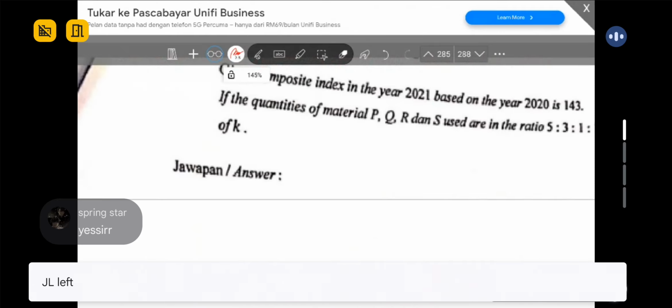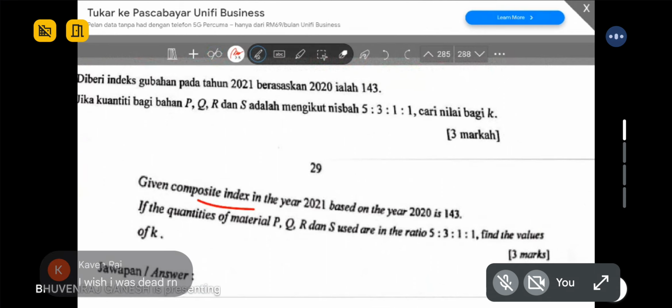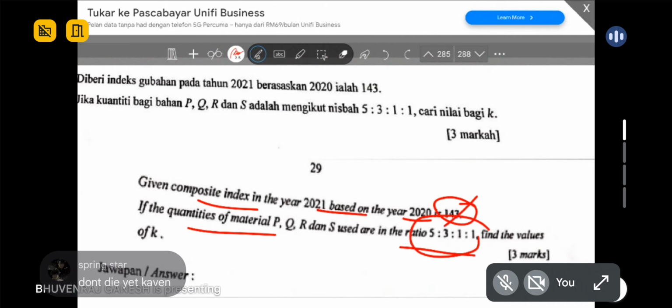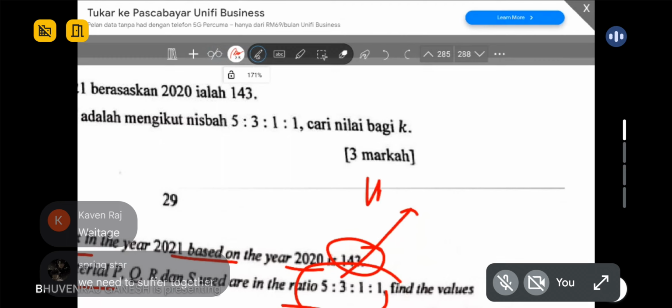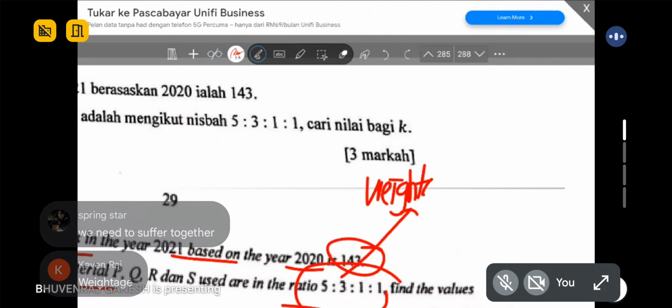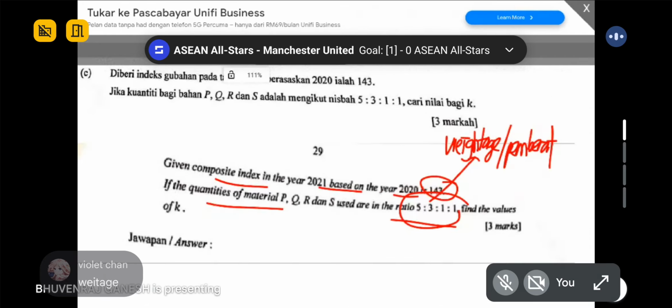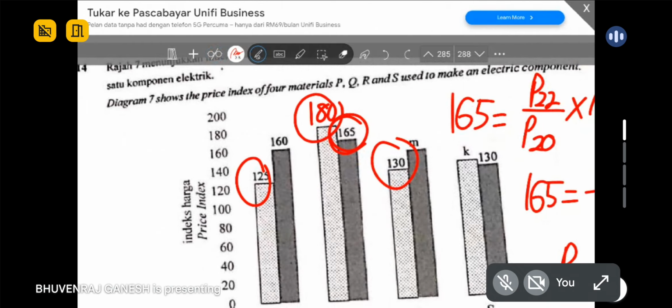Okay, last one. For part C, very simple this one. They tell you the composite index 2021 on 2020 is 143. And they tell you this one guys. When they tell you ratio, ratio means what? In index, nisbah tu maksudnya apa? Dalam konteks index. Yes, remember guys, ratio is always your weightage, pemberat. So remember your composite index formula. Very simple tadi. 2021 based on 2020. So kamu kena guna semua nilai yang ni.